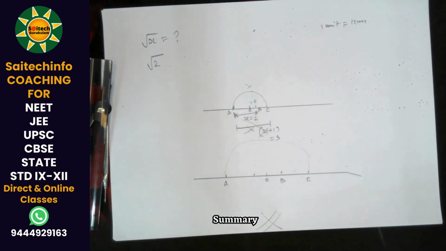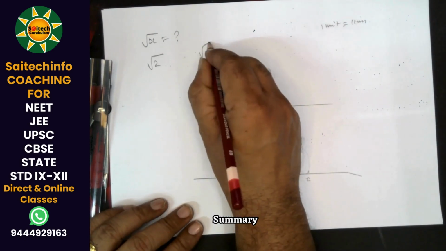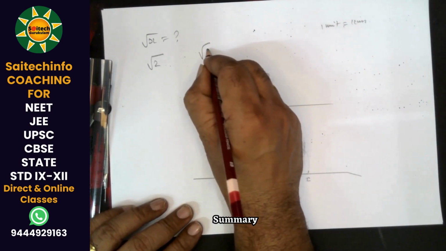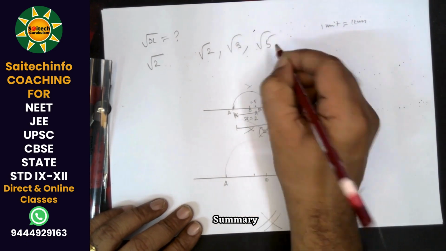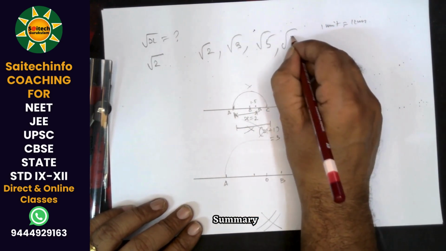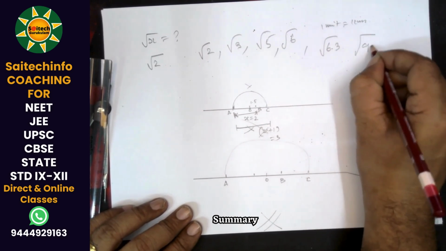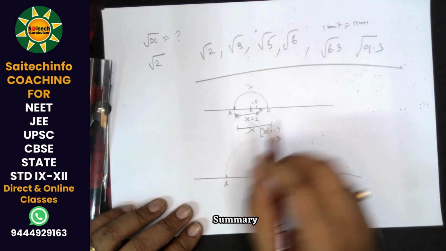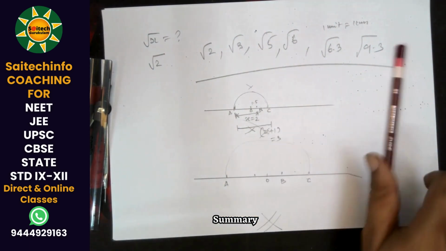So take down, find out the value of square root of 2, square root of 3, square root of 5, square root of 6, square root of 6.3, square root of 9.3, and get me the result, and you have to measure and get me. That is very important. Okay, right. Thank you.